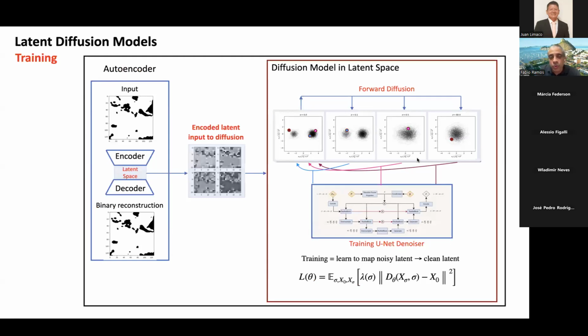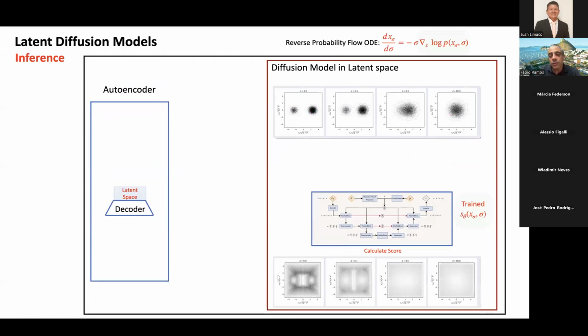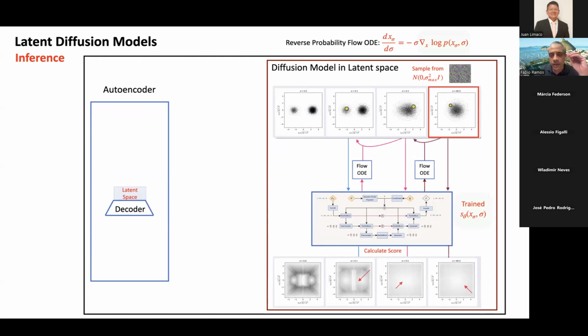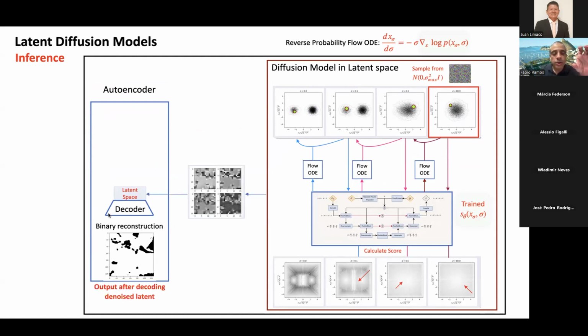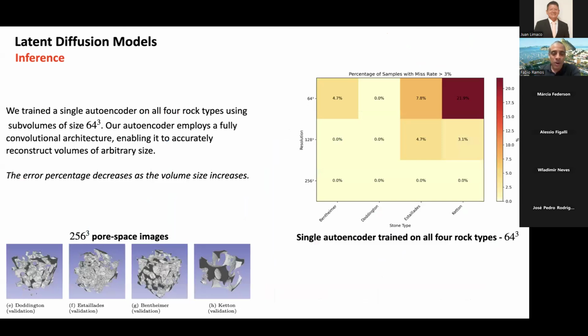And what we do, we map the data in the latent space, and we train a diffusion model in the latent space, right? And once you train the diffusion model in the latent space, I sample from the Gaussian distribution in the latent space. And then I run my reverse flow ODE in the latent space. But here what I have is a latent representation. And then I have to pass it through the decoder and then recover the full image. So this is what is called the latent diffusion model.